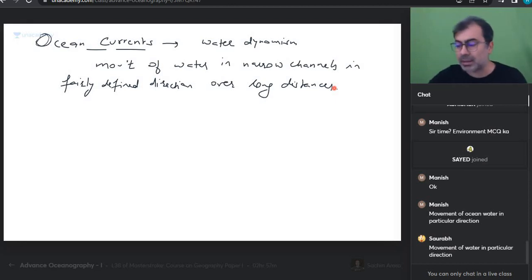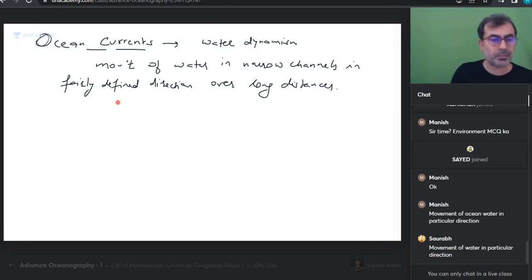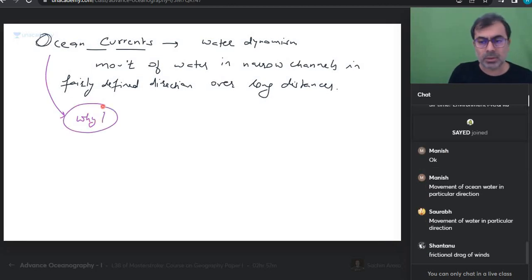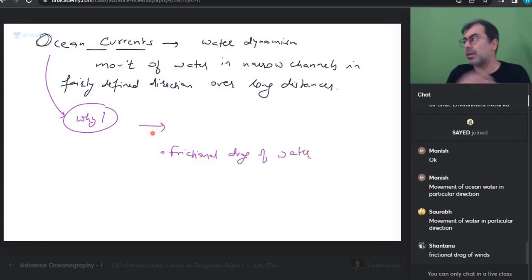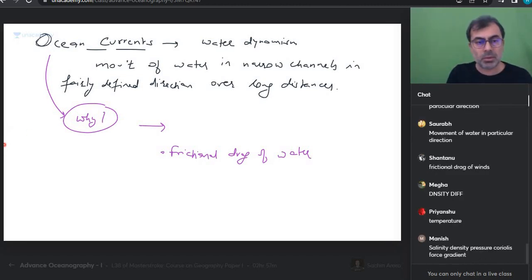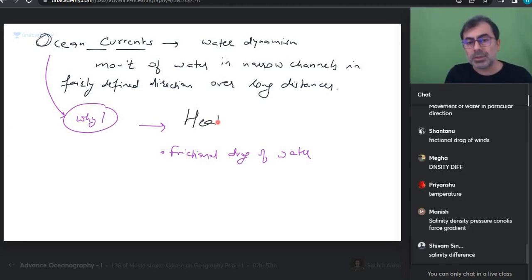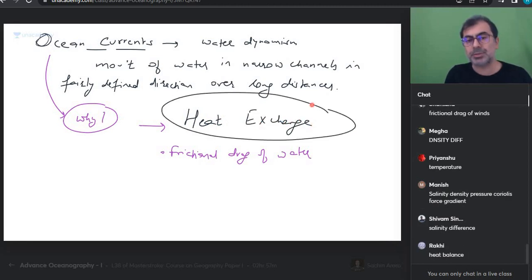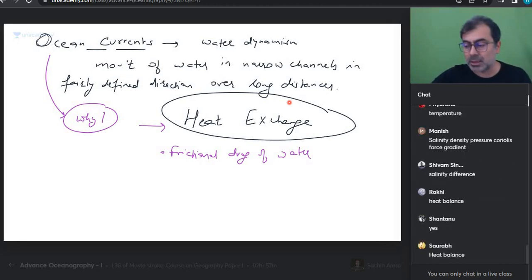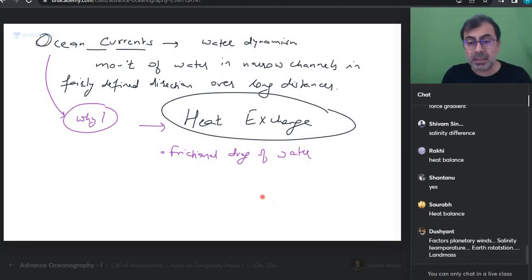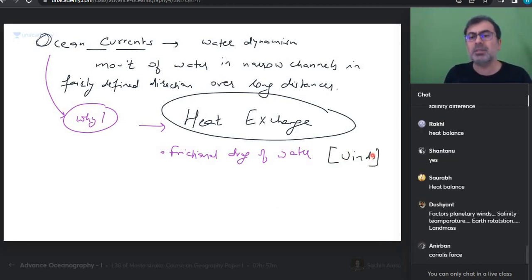So my question to all of you is, what are the factors that are responsible for currents? Movement of water. Why ocean currents? Okay, Shantanu says, very good, frictional drag of water. Perfectly okay. I want to say, Shantanu, a bigger thing is, remember, density driven can happen. Heat exchange, the biggest idea behind that. Yes, winds are driving it because of difference in pressure, then difference in temperature. Many things happen because of that. Factors, planetary winds. Yes, winds are driving it. Principal factors, we are looking at that.